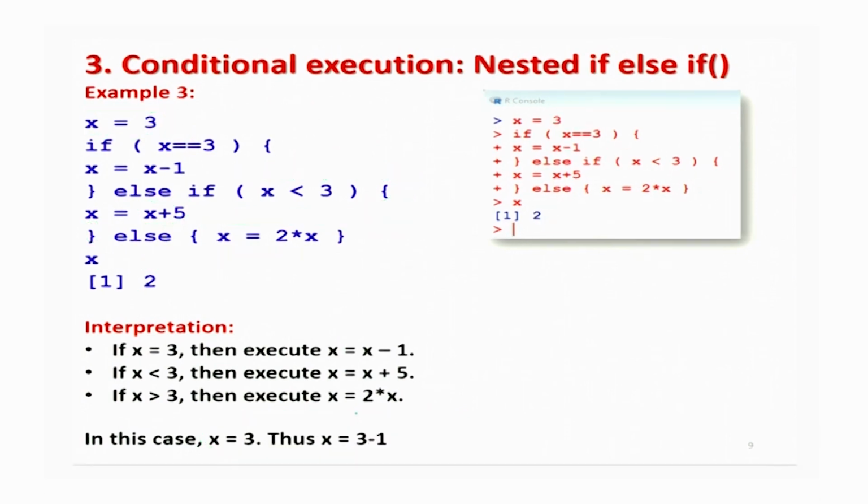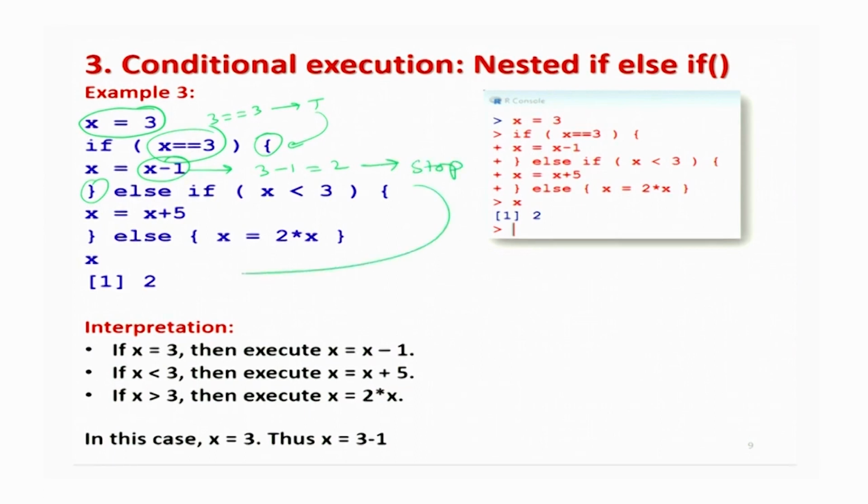And similarly, if you take one more value, x equal to 3, then what will happen? The control will start execution and come to the first condition. Now it says 3 is equal to 3, and the answer comes out true. So as soon as it is true, whatever is written in the first curly bracket, that is 3 is going to be replaced by 3 minus 1 equal to 2, will be executed, and after this the program will stop. You can see this is the outcome which is coming here.